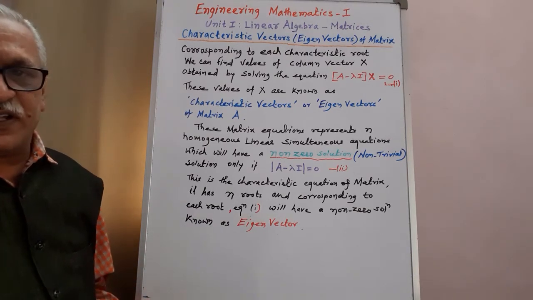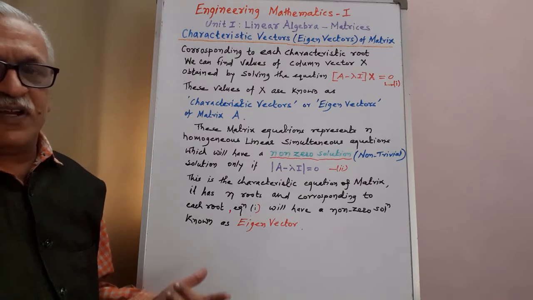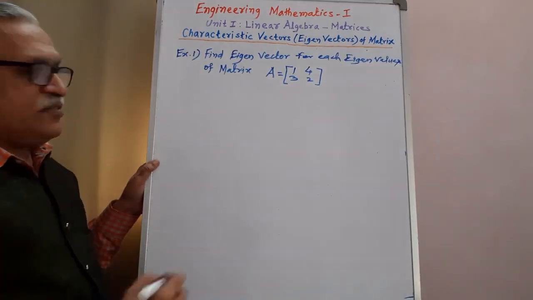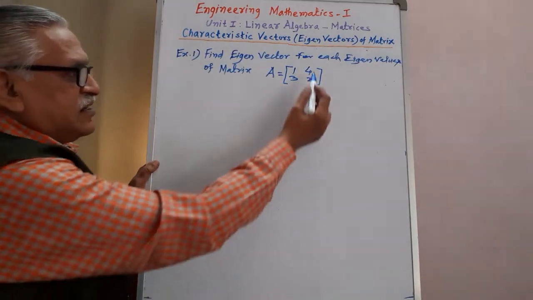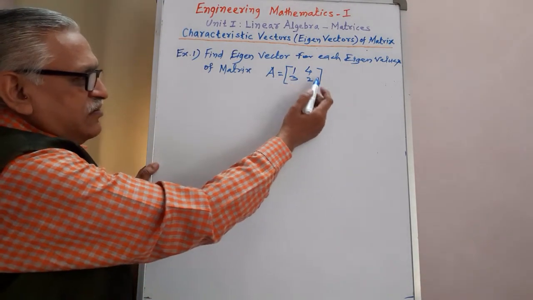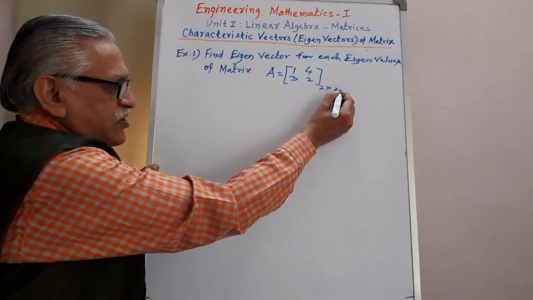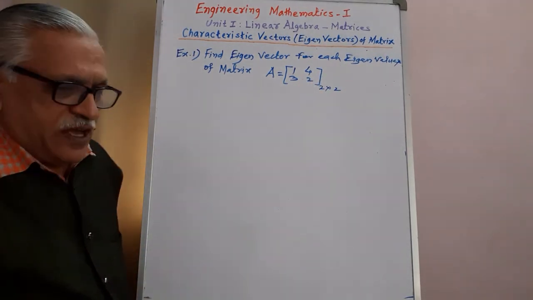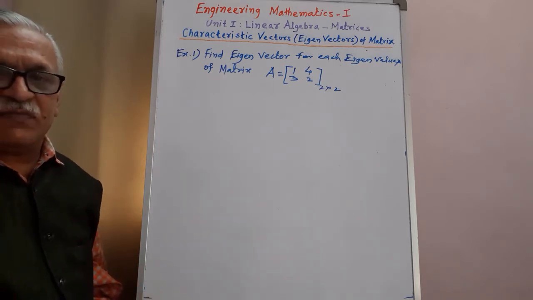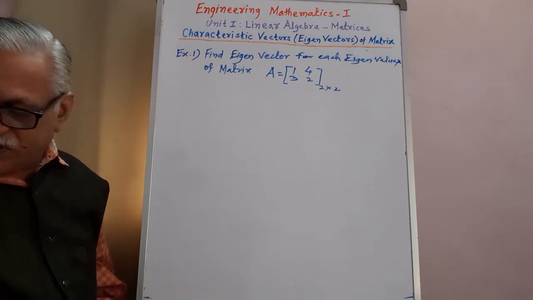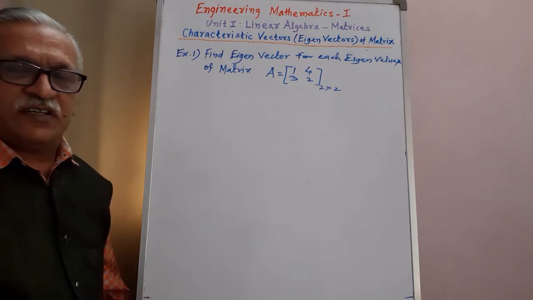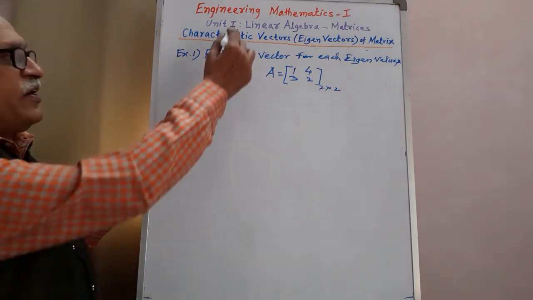I always start with a very simple example. Therefore, in the first example, I will consider a square matrix of order 2 by 2. The question is: find the eigenvector corresponding to each eigenvalue of matrix A whose order is 2 by 2 and elements are 1, 4, 3, 2. First, we require to find the characteristic equation, and by solving that we determine the roots. After getting the roots, corresponding to each root we find the eigenvector.